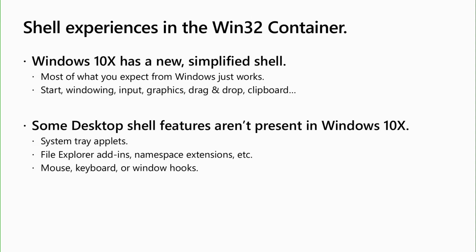But there are some desktop shell features that are not present in Windows 10 X though. For example, there's no system tray in the bottom right-hand corner, there are no File Explorer plugins or namespace extensions, and things like global mouse hooks, keyboard hooks, and window hooks are not supported on the Windows 10 X shell.